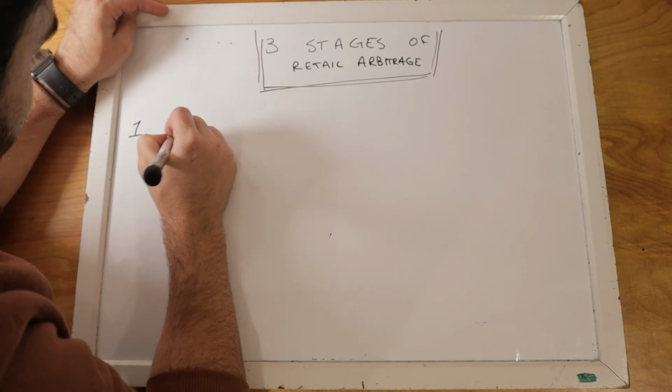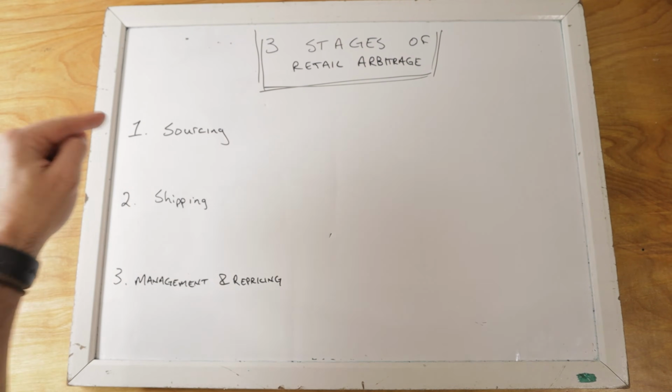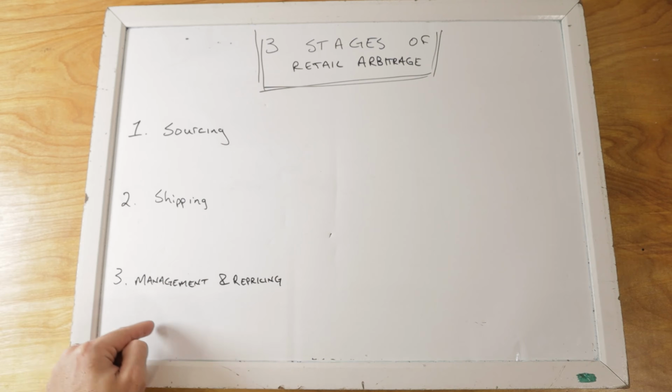And I'm going to take this to mean apps that you use on your phone while you're sourcing, as well as what you use on the computer to ship in your inventory and manage it once it gets in. Now, in retail arbitrage, there are really 3 stages. The first is sourcing, then shipping, and then management and repricing.